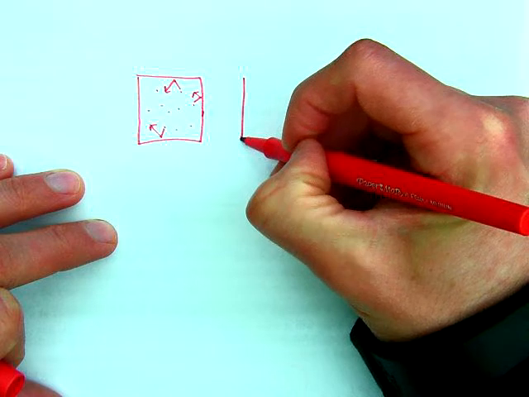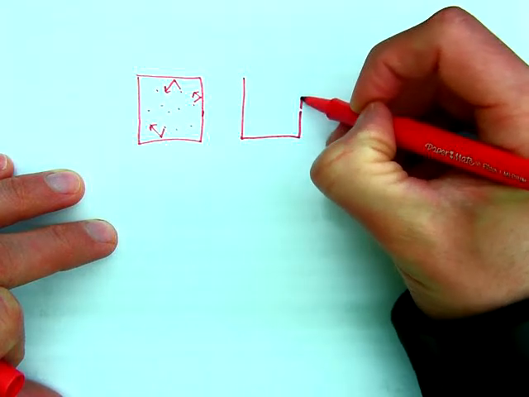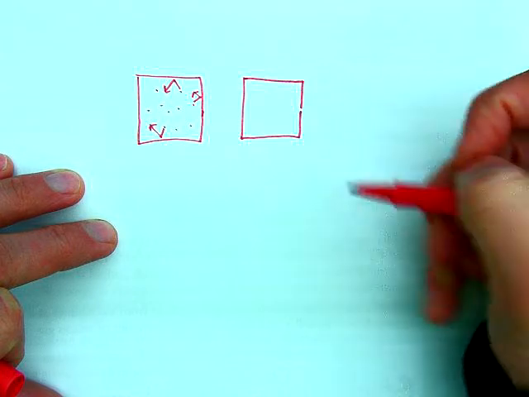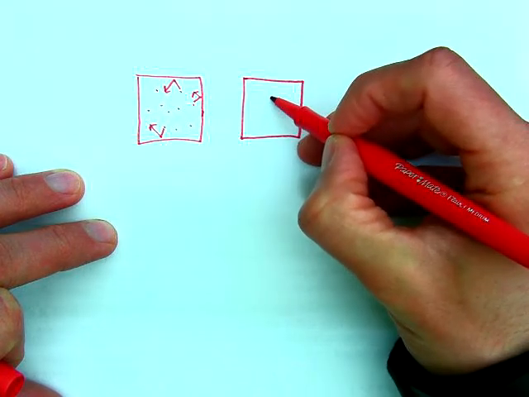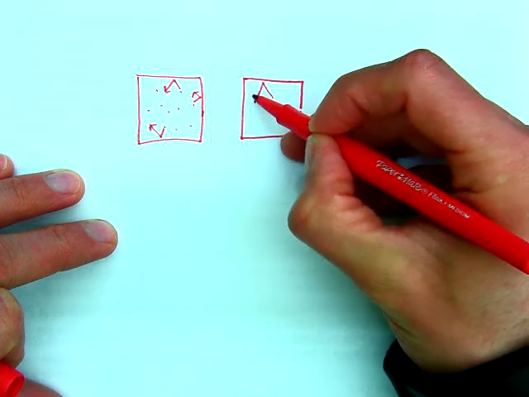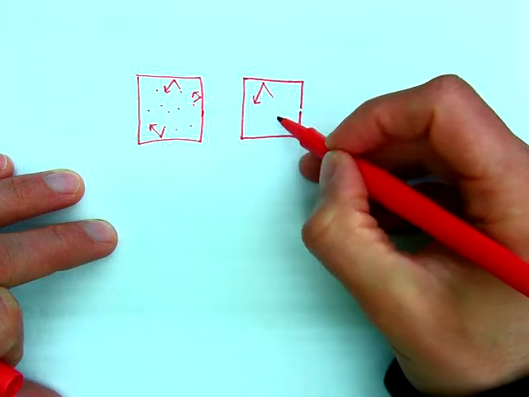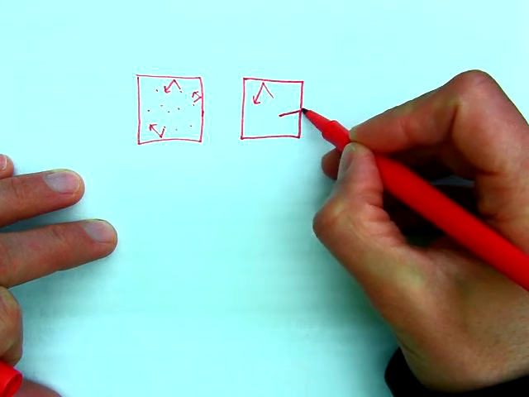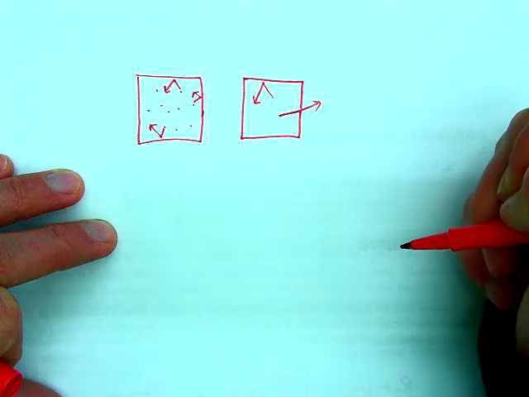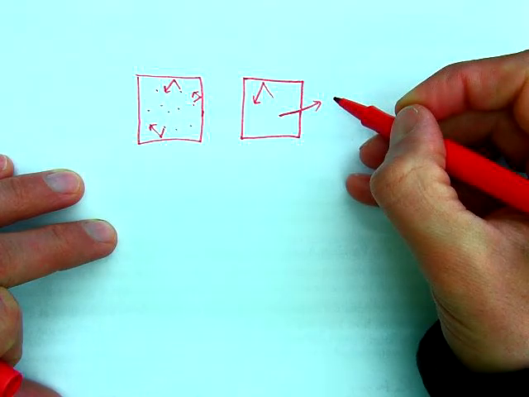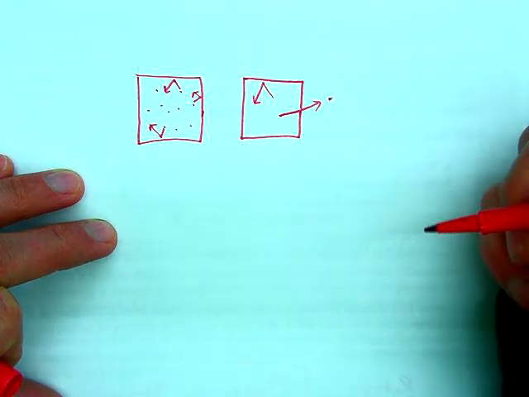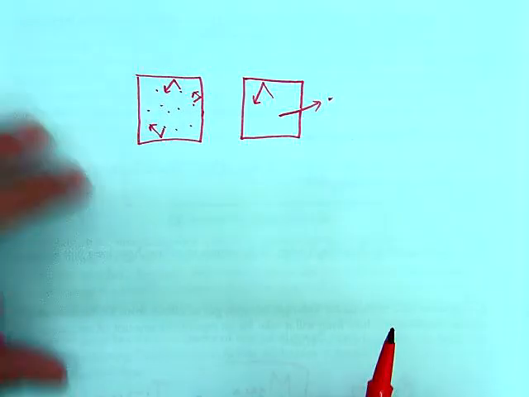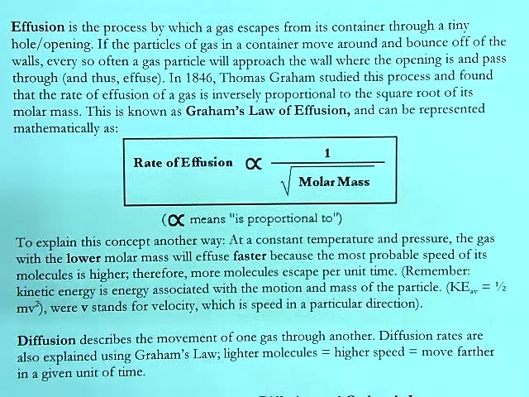But if you have a container and there is a small opening in the container, here's a very small opening, the gas particles will continue to bounce off of walls. But every once in a while, a gas particle will be moving with just the right trajectory, so it would go to hit the wall, but the wall wouldn't actually be there, and it would pass through the opening and effuse. This is the idea of a gas leaving a container through a small opening. That's called effusion.